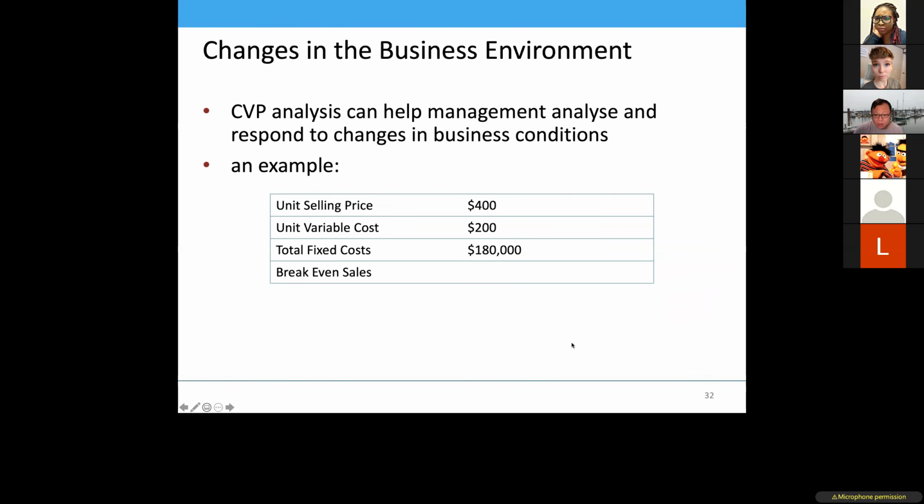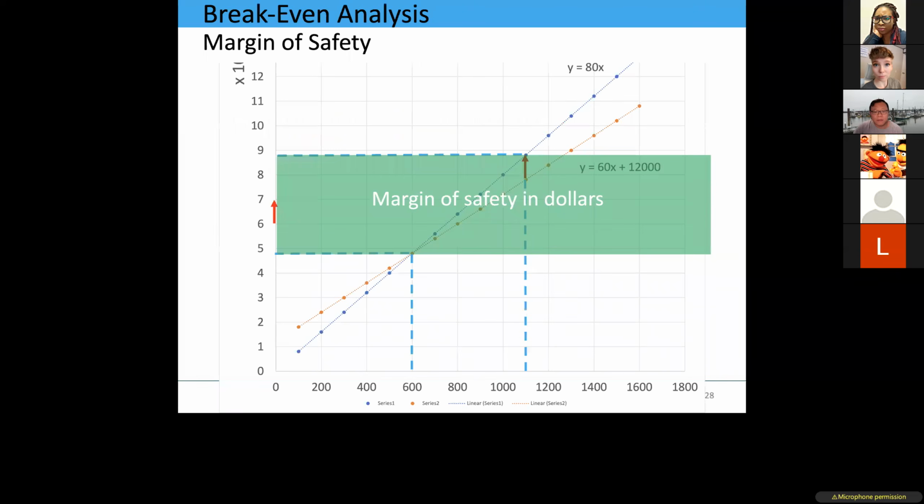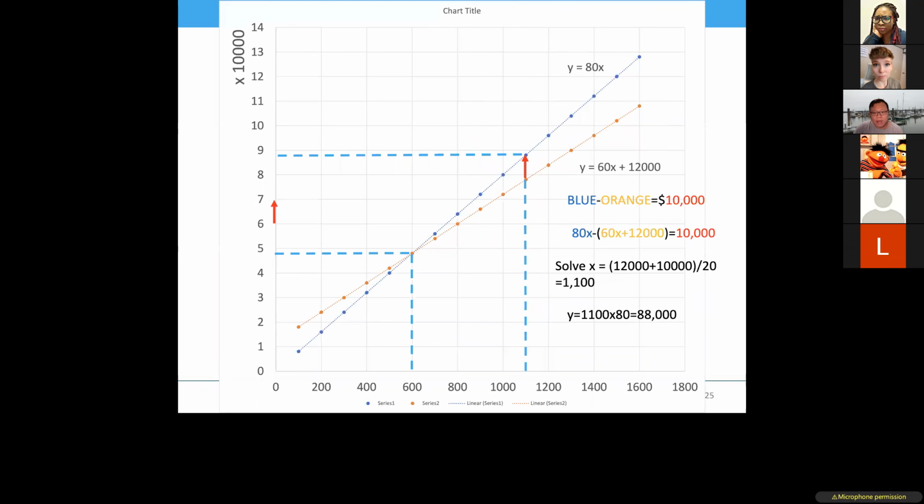Where is it? Let me find that graph, okay? This graph here, right? So here's the graph.